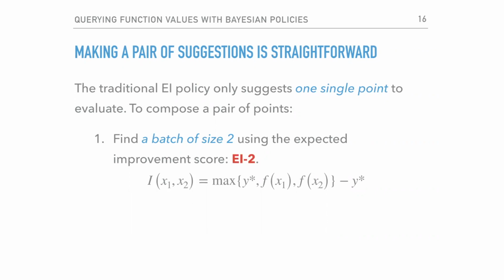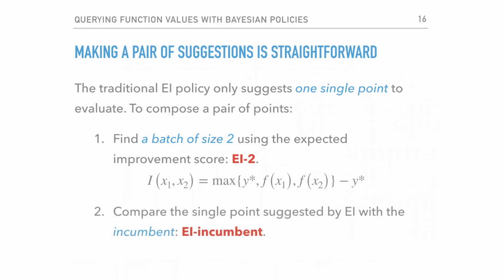But there's also another natural way to extend the old EI policy, and that is to compare the point suggested by EI with the current best point that we have seen, the incumbent. This is actually the strategy that professional photographers use, where they take a lot of pictures of you and ask you to compare the picture that you like the best so far with the remaining pictures. You can think of this as some sort of a last incumbent standing strategy where you try to beat the incumbent with the point suggested by EI. So this policy, EI incumbent, is the second policy that we could use.